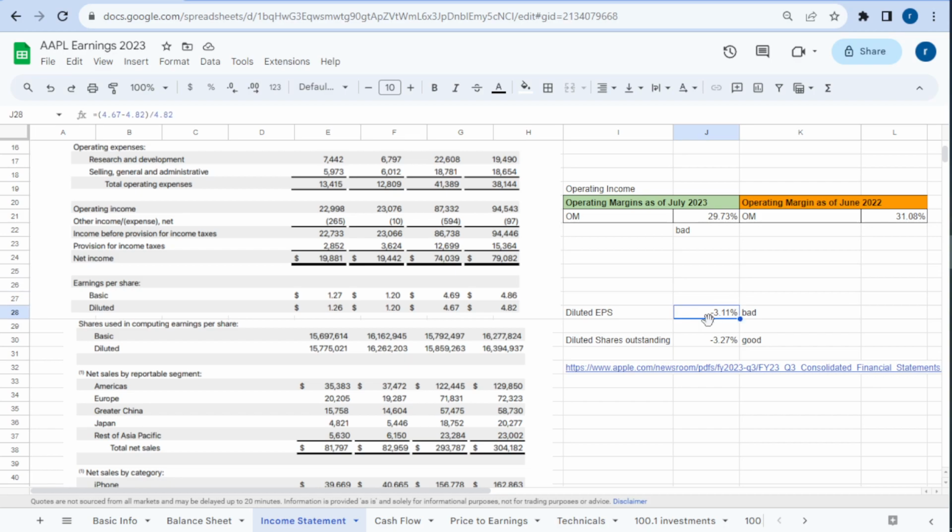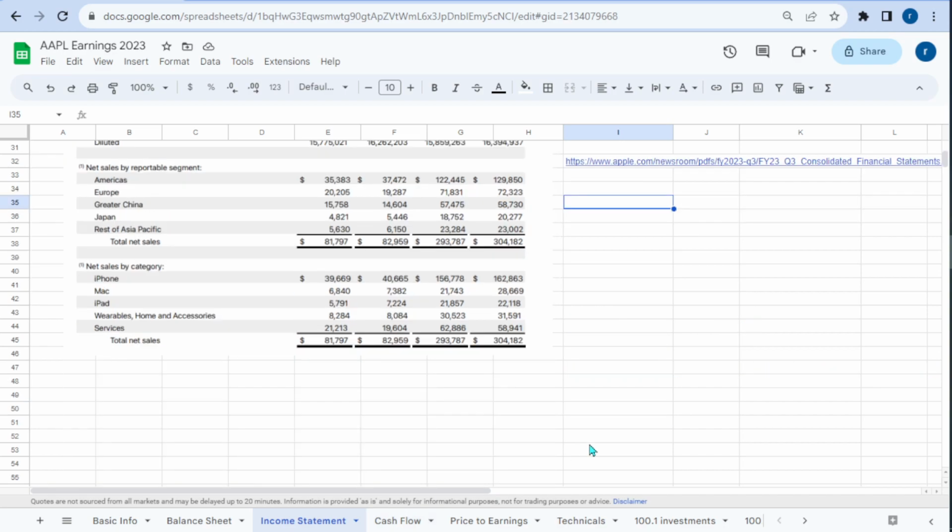That's a bad thing. And if we're looking at diluted shares outstanding, we're also doing horizontal analysis. So I am comparing this to this. And it went down by 3.27%. That's a good thing. That essentially means that they were repurchasing shares. So, I do have that link right there if you do want to go over and look at these financials.